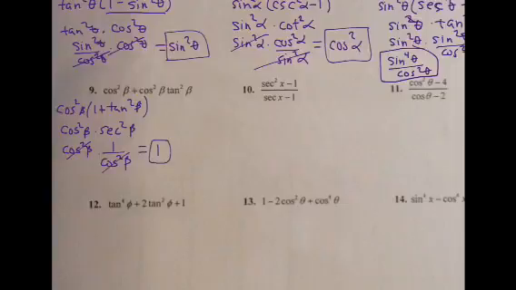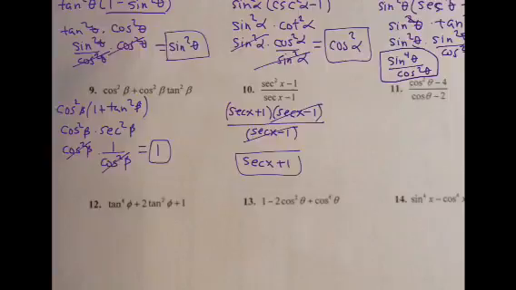Number 10 is, I'm going to factor the numerator. So secant x plus 1 and secant x minus 1. Denominator is secant x minus 1, right? So this factor cancels that factor, and you are left with this. So something similar on number 11.